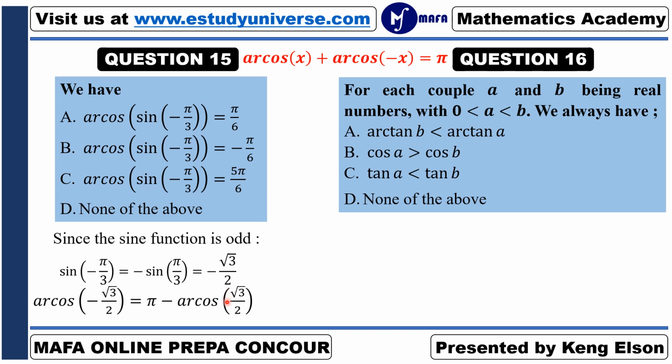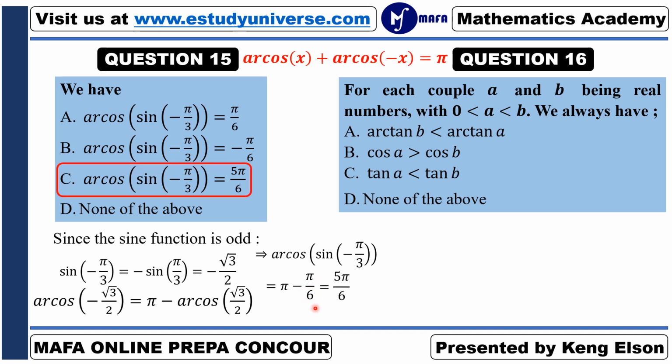Because we can find the cos inverse of root 3 on 2. The cos inverse of root 3 on 2 is an angle that when you take the cosine of that angle, you get root 3 on 2. And that angle is simply 30 degrees, which is pi on 6. So the cos inverse of sine of negative pi on 3 is pi minus pi on 6, which is 5 pi on 6. So option C is correct.